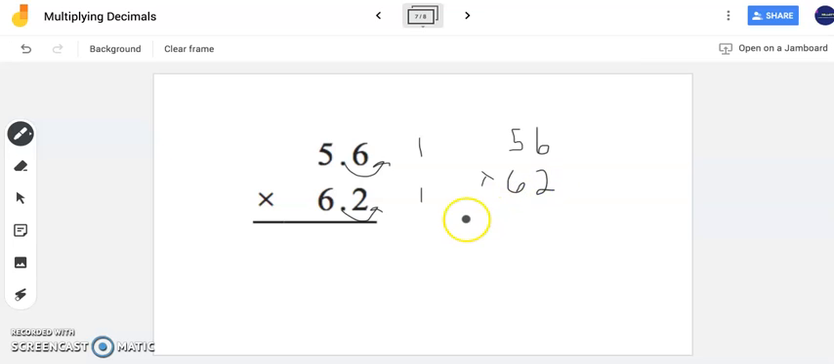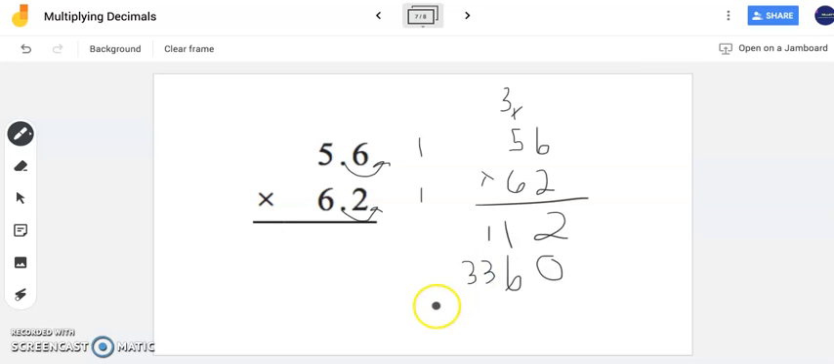Now I could simply multiply, and I know how to do this. 2 times 6 is 12, 2 times 5 is 10, plus 1 is 11. Now notice these are the same steps for multiplying I've always done. 6 times 6 is 36, 6 times 5 is 30, plus 3 is 33. Now I add everything together, and I get my product, which is 3,472. However, that's what 56 times 62 is.